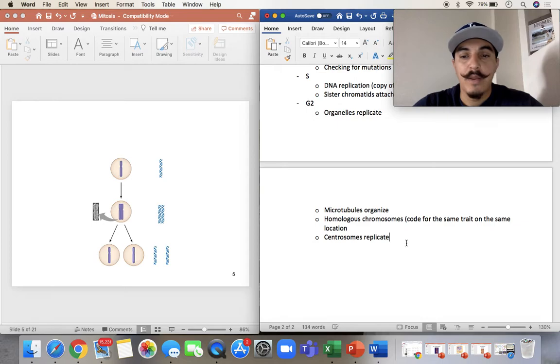To the next phase, what's important? Well, they're all important, but just different stages. So now we have mitosis, or the M phase. Let's put M phase so I don't confuse you. M phase includes mitosis.